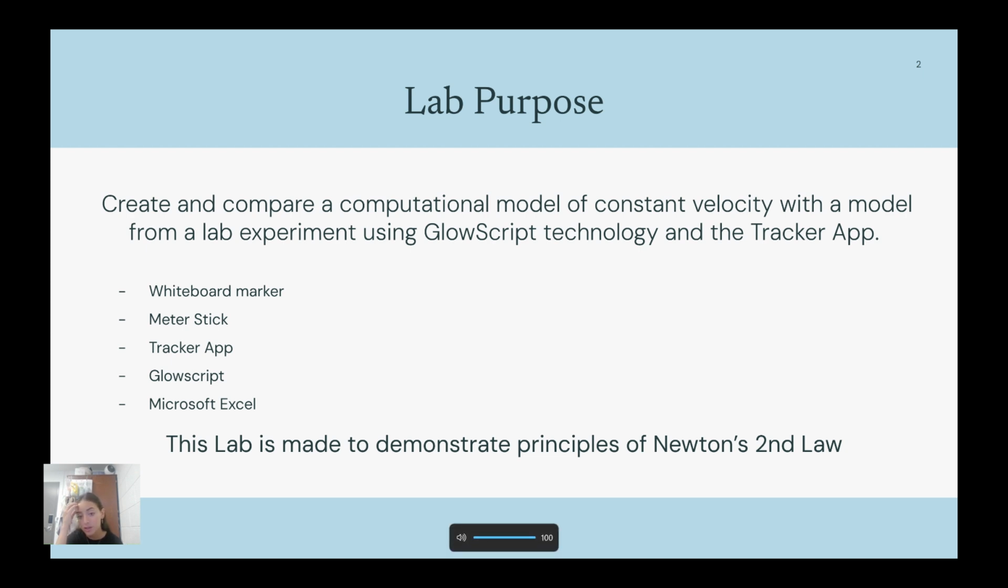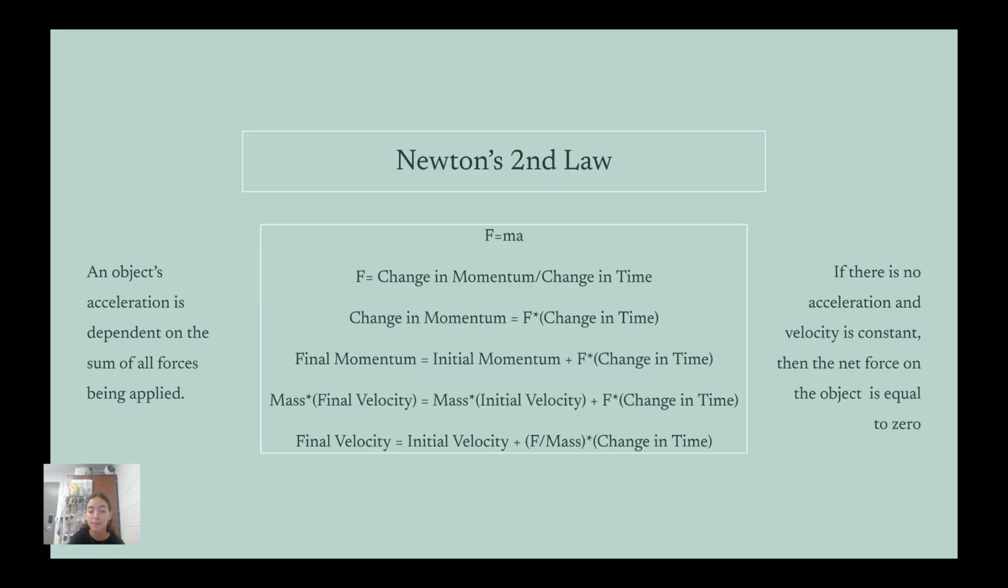It was pushed along a meter stick as both the calibration tool and to ensure that it went in a straight line. We used the Tracker app to observe the position at each frame, and then we used Glowscript to create a computational model of the experiment. Finally, we used Microsoft Excel in order to compare both data sets.